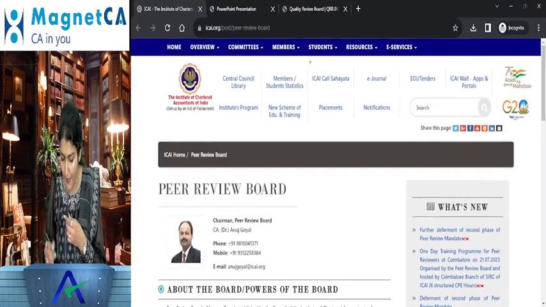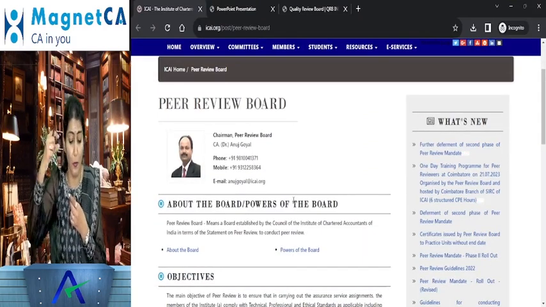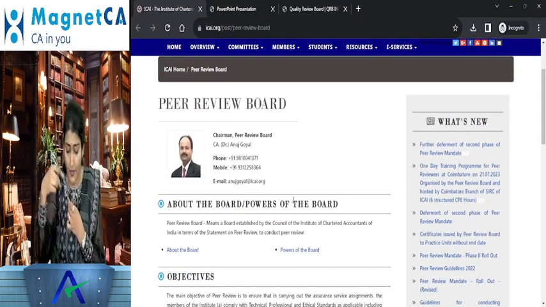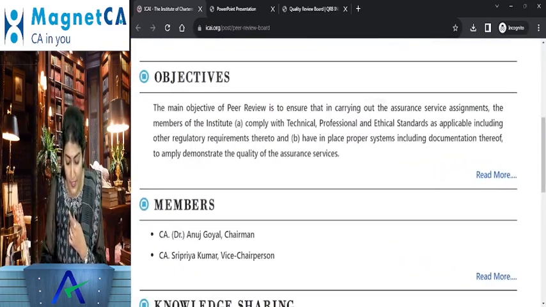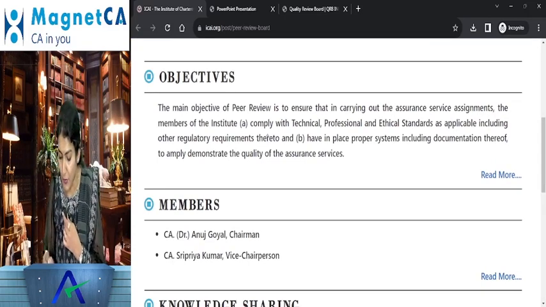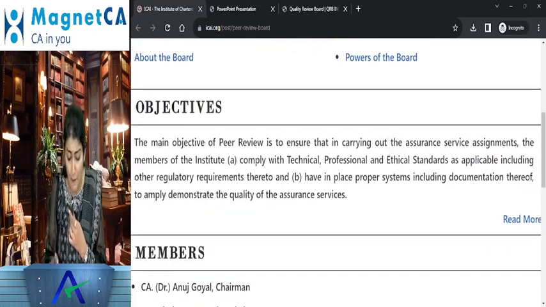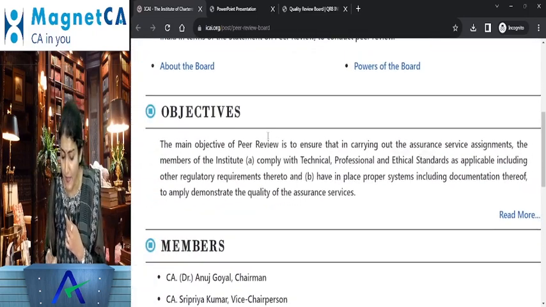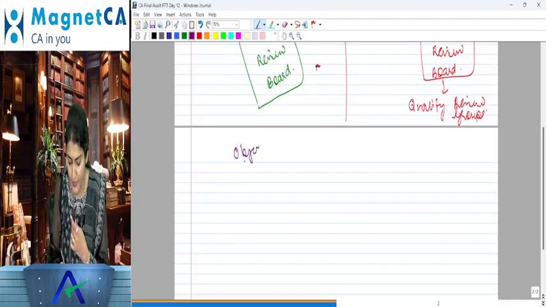Right? So again, if I come to the ICAI website, you see over there the peer review board of the ICAI. And then you have about the board and the powers of the board. Right? What are the objectives of the peer review board? One, to check that the members of the institute, when they are carrying out the assurance service assignments, comply with the TEP. What is TEP? Technical, ethical and the professional standards.